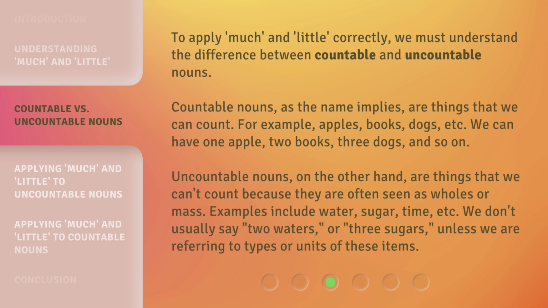Uncountable nouns, on the other hand, are things that we can't count because they are often seen as wholes or mass. Examples include water, sugar, time, etc. We don't usually say 2 waters or 3 sugars unless we are referring to types or units of these items.